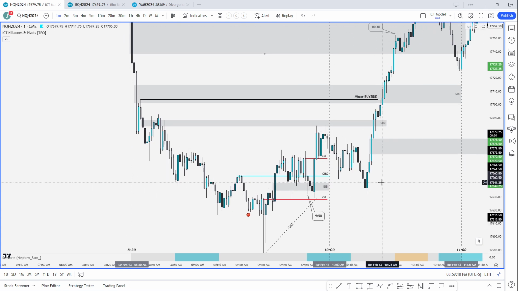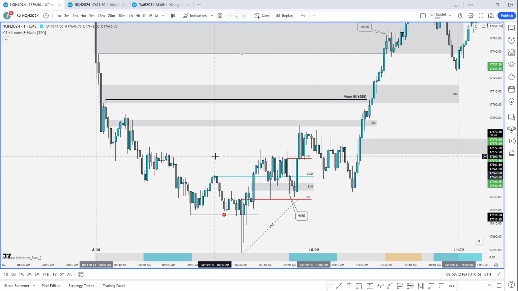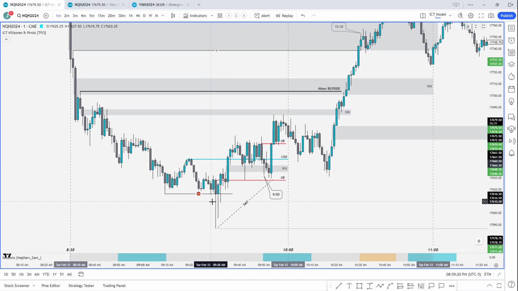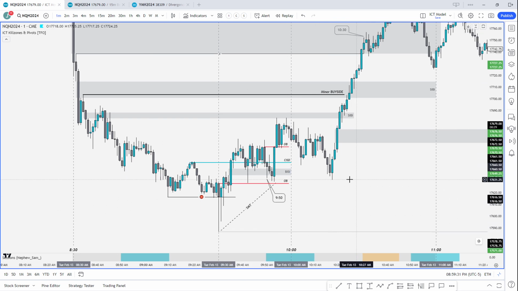And there's always going to be a market maker model that forms in the AM session. Sometimes it's going to be difficult. Sometimes the reversal will happen at 8:30 and we continue into silver bullet. Sometimes the reversal will happen at 9:30 and we continue maybe into 10 and then reverses again. But liquidity sweep here, or here, and then we're looking for expansion.